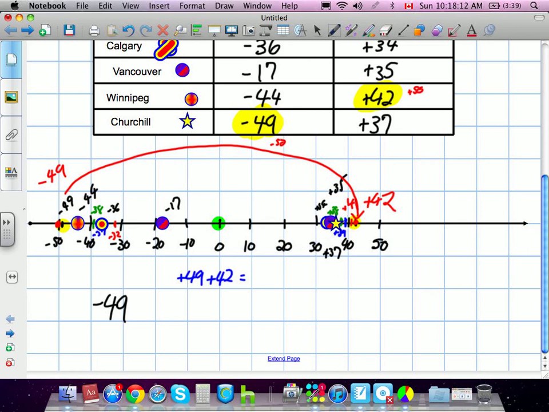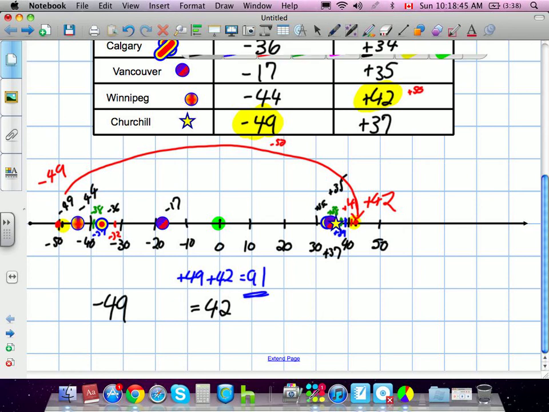Negative 49, yeah, plus positive 42. What did we get to? We got to, so that's where we end up. So that's what's going to be our equals. We're going to be equaling 42. How far did we travel in order to get to positive 42? 91. We went 91 spots in a positive direction. Okay, so that's what that's saying.